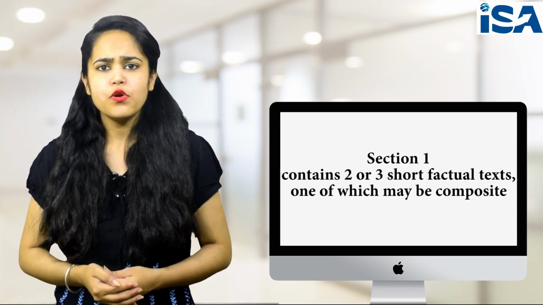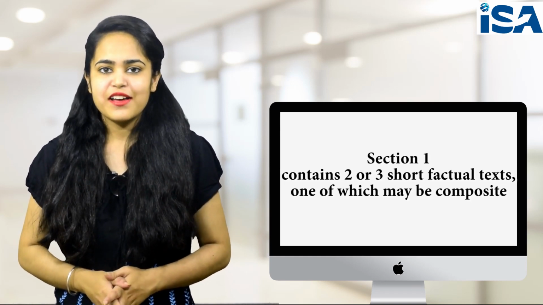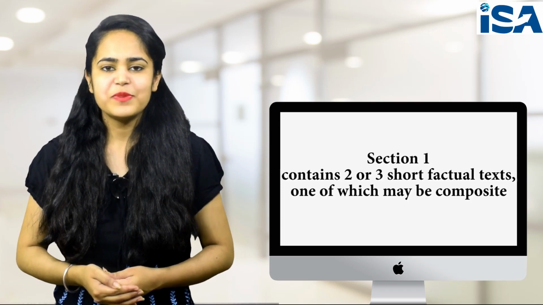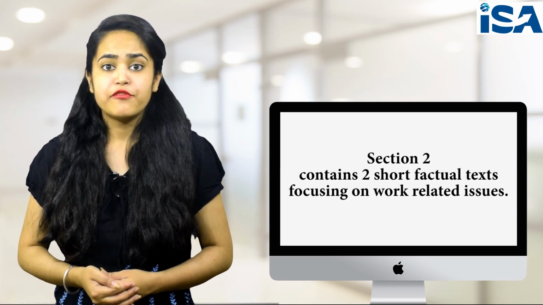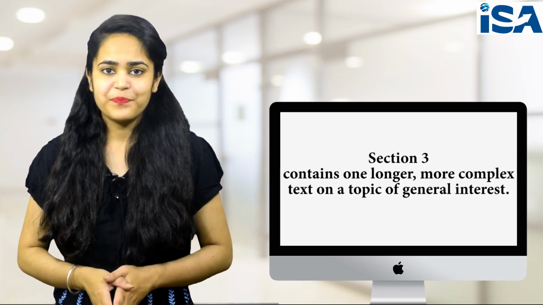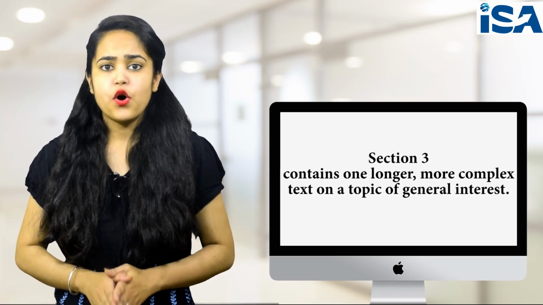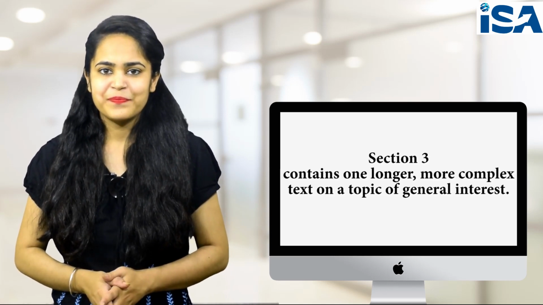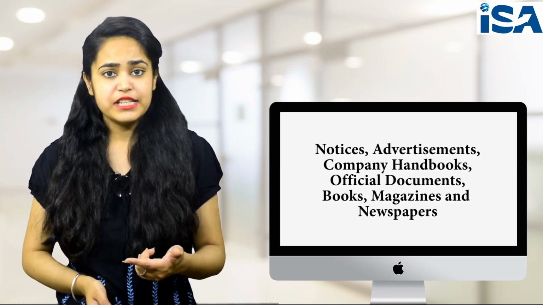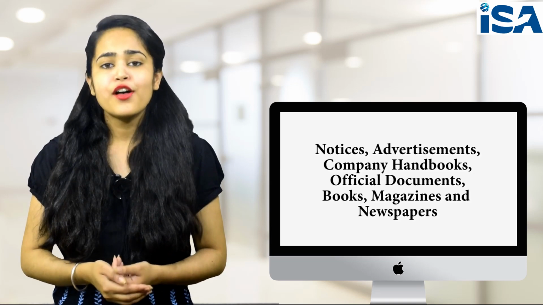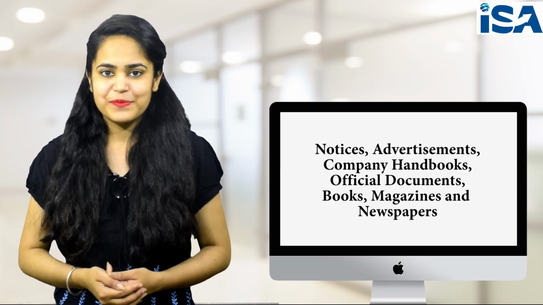Section 1 contains 2 or 3 short factual texts, one of which may be composite. Topics are relevant to everyday life in an English-speaking country. Section 2 contains 2 short factual texts focusing on work-related issues. Section 3 contains 1 longer, more complex text on a topic of general interest. Texts are authentic and are taken from notices, advertisements, company handbooks, official documents, books, magazines, and newspapers.